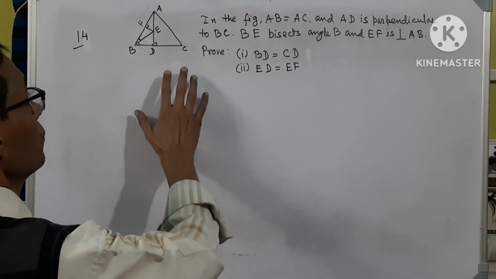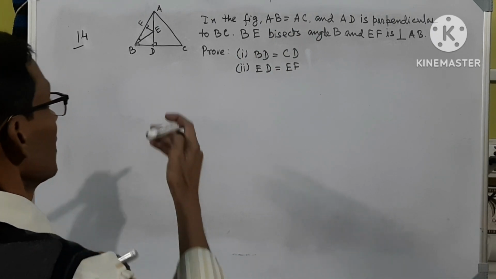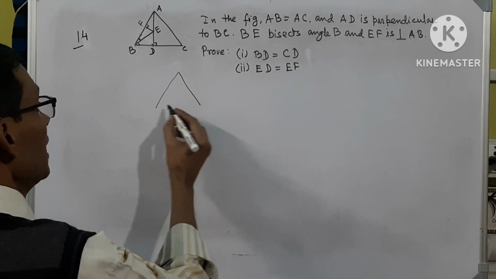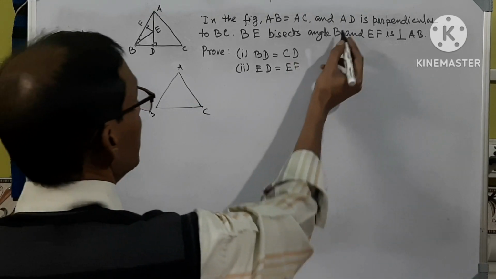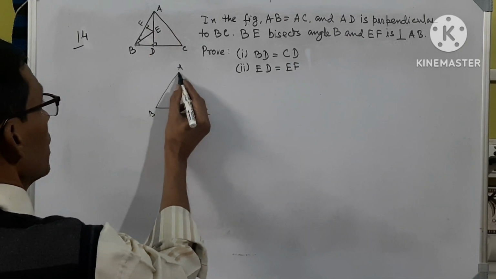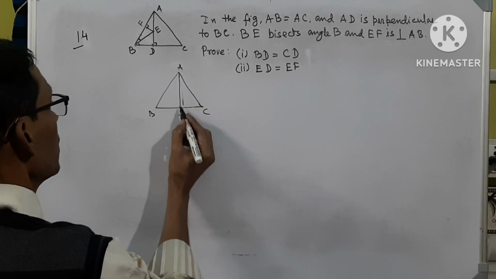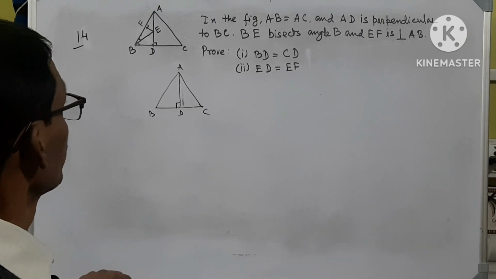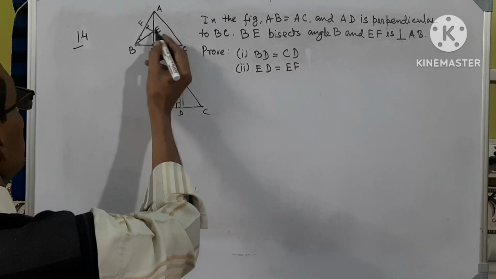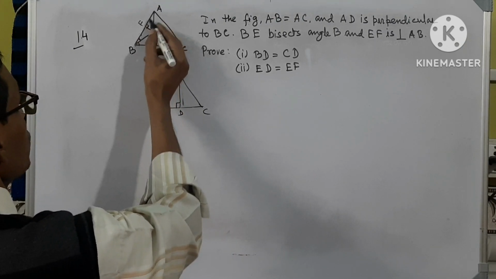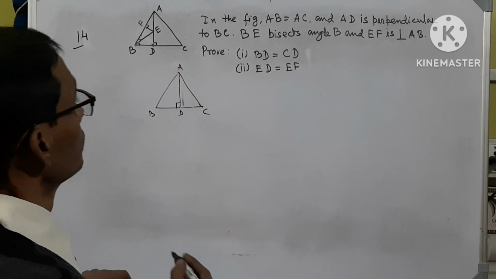Question number 14. In this figure, it is given AB equal to AC. So again it is an isosceles triangle ABC. And AD is perpendicular, that means 90 degrees. AD bisects angle A. That means the total angle is bisecting, so this angle equals this angle.